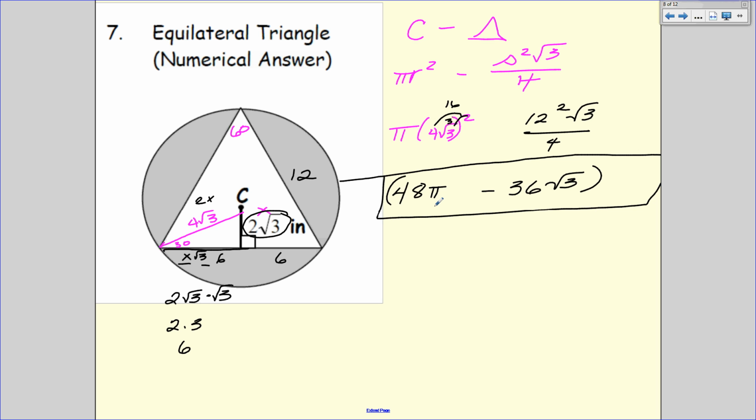So this would be your exact answer. To get the numerical, you just type it in and hit enter. 48 pi minus 36 square root of 3. So that would be 88.4. And this would be inches squared.